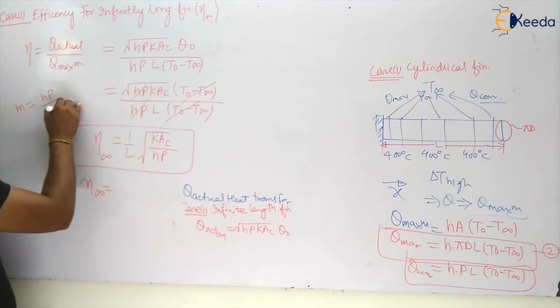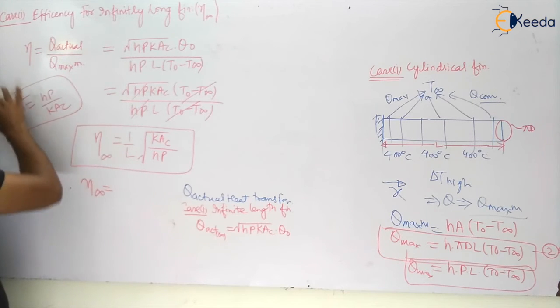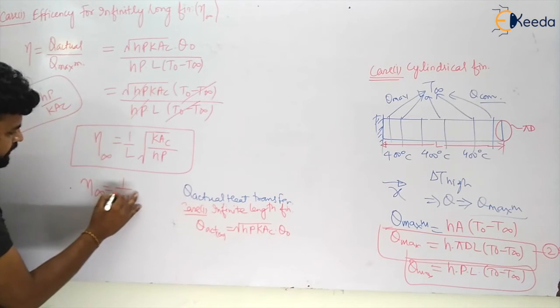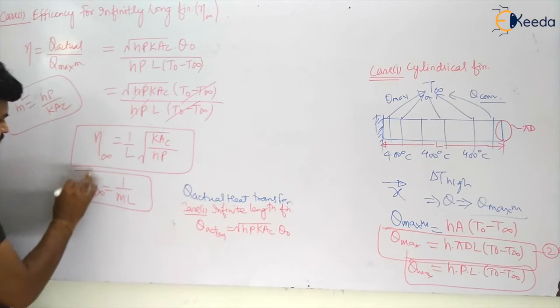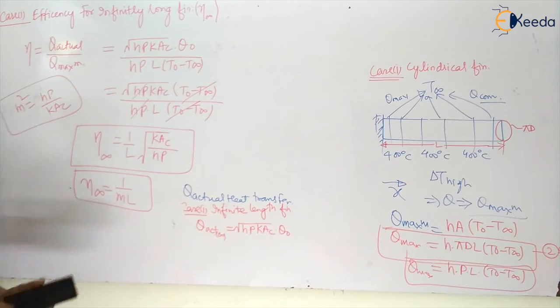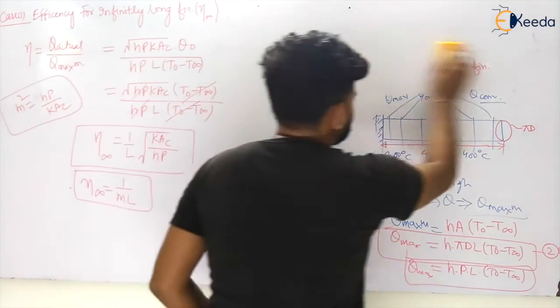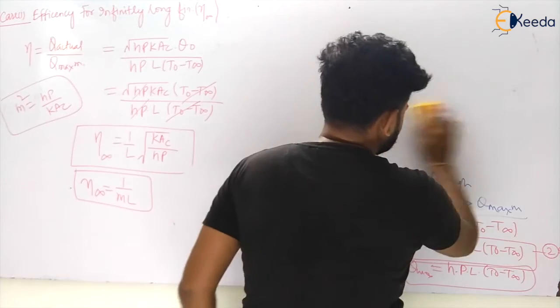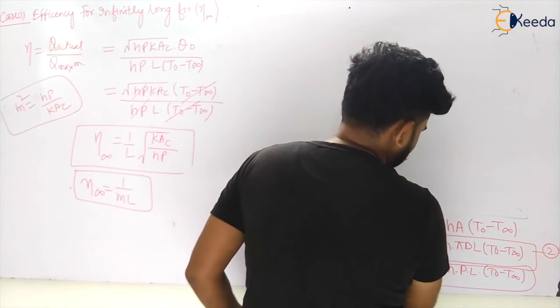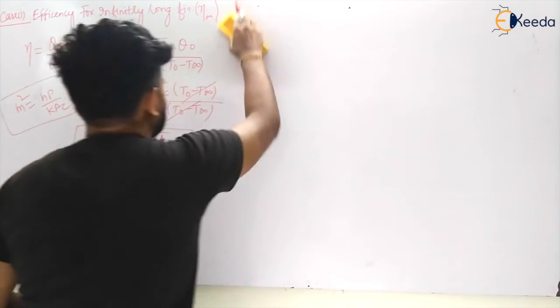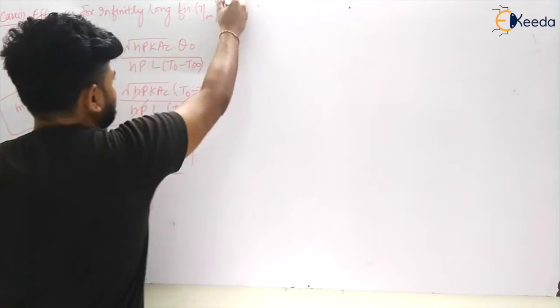m square is given by hP by kAc, my dear student. So directly I can take m. So this will become 1 upon mL. So this will be the efficiency for the infinitely long fin. So let us see the second case, which is your fin with insulated tip.